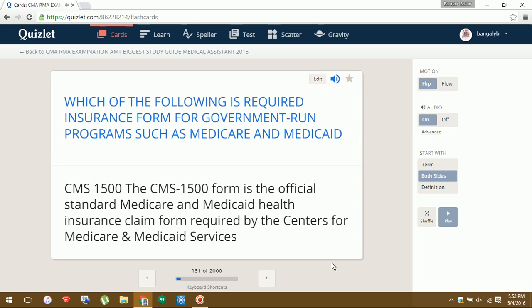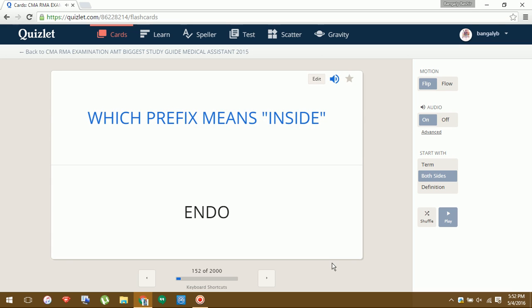Which of the following is a required insurance form for government-run programs such as Medicare and Medicaid? CMS 1500. The CMS 1500 form is the official standard Medicare and Medicaid health insurance claim form required by the Centers for Medicare and Medicaid Services. Which prefix means inside? Endo.